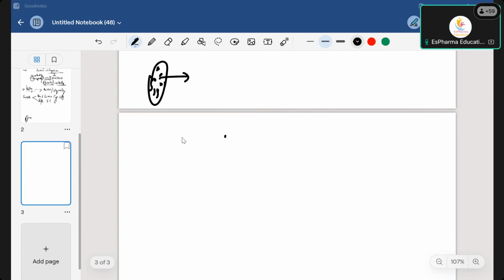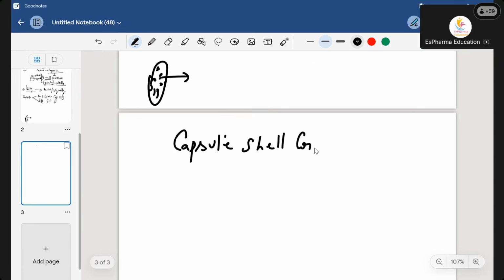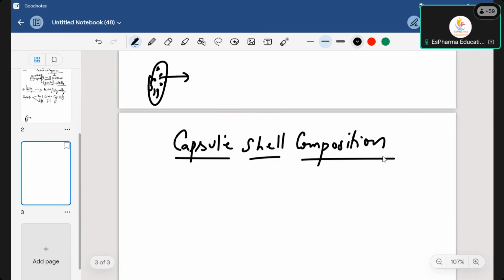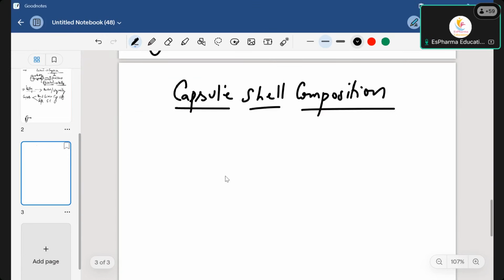So please keep the heading capsule shell composition. What is the main capsule shell composition? What is it mainly composed of, mainly prepared of? It is the major material used in the preparation of the capsule shell. What is the main material?